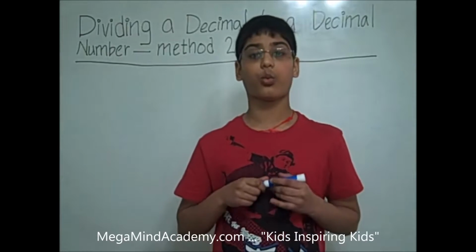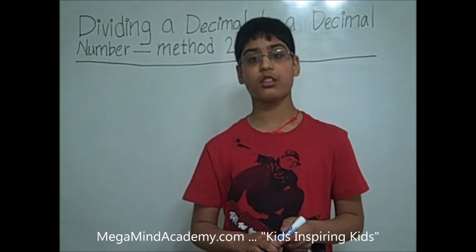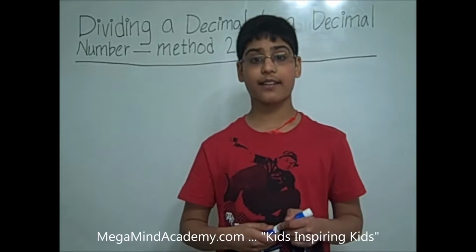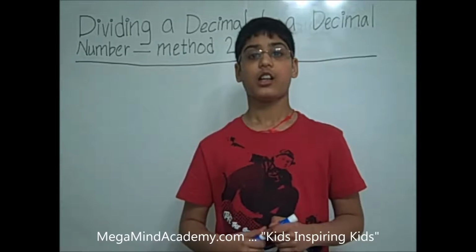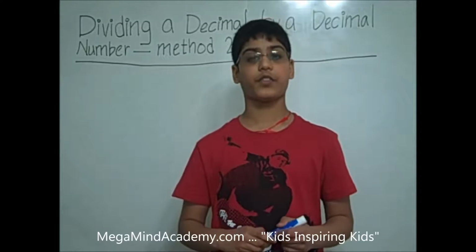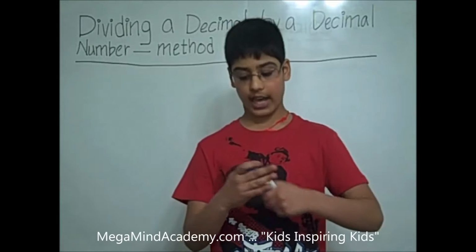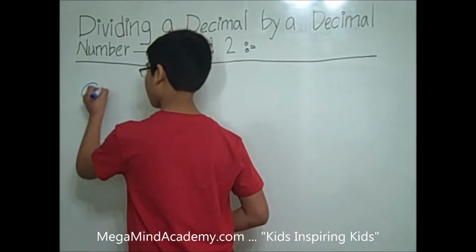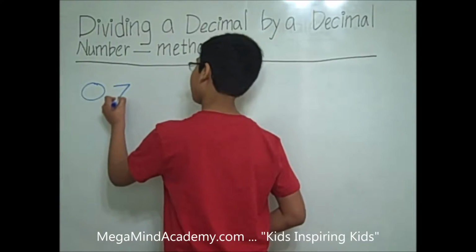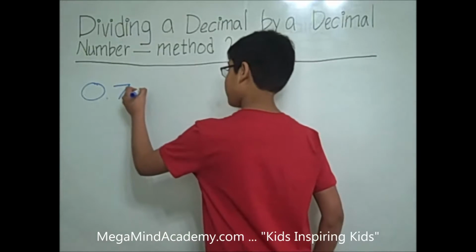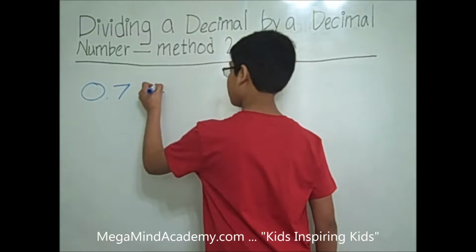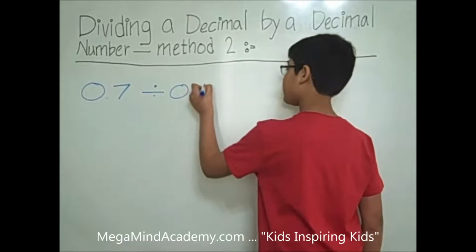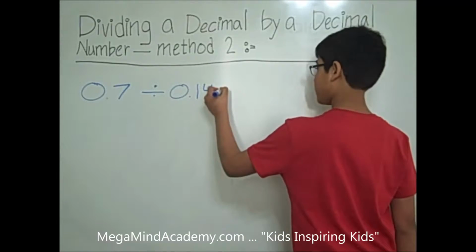But there's another way for dividing a decimal by a decimal number. But before we learn about doing that, let's first refresh our memories about the definitions of division. Let's say we have 0.7 divided by 0.14, which is equal to.